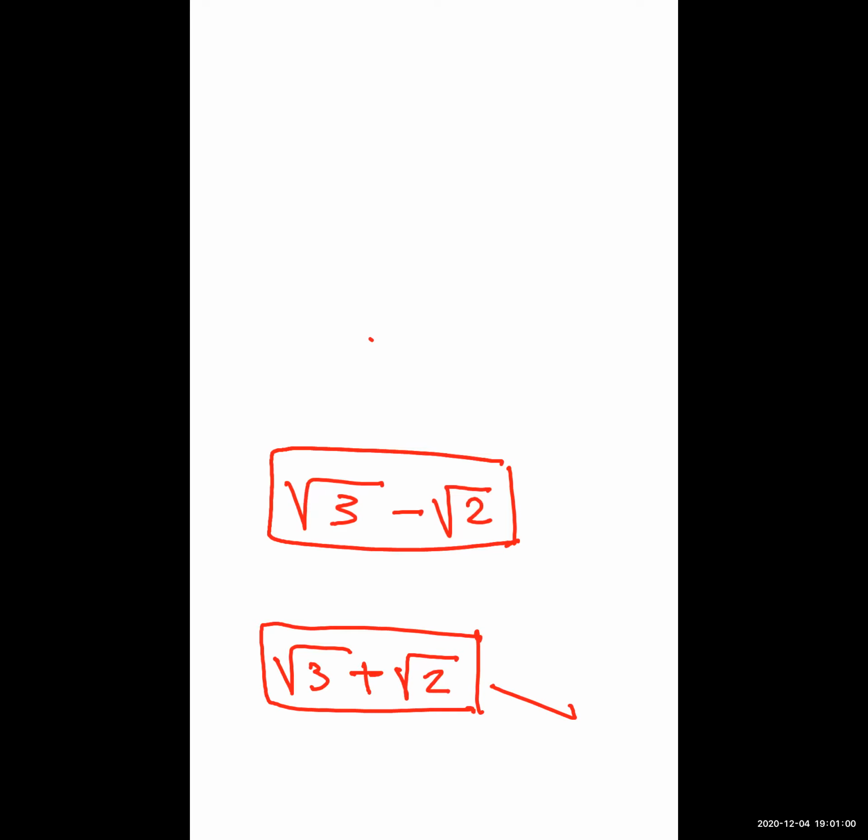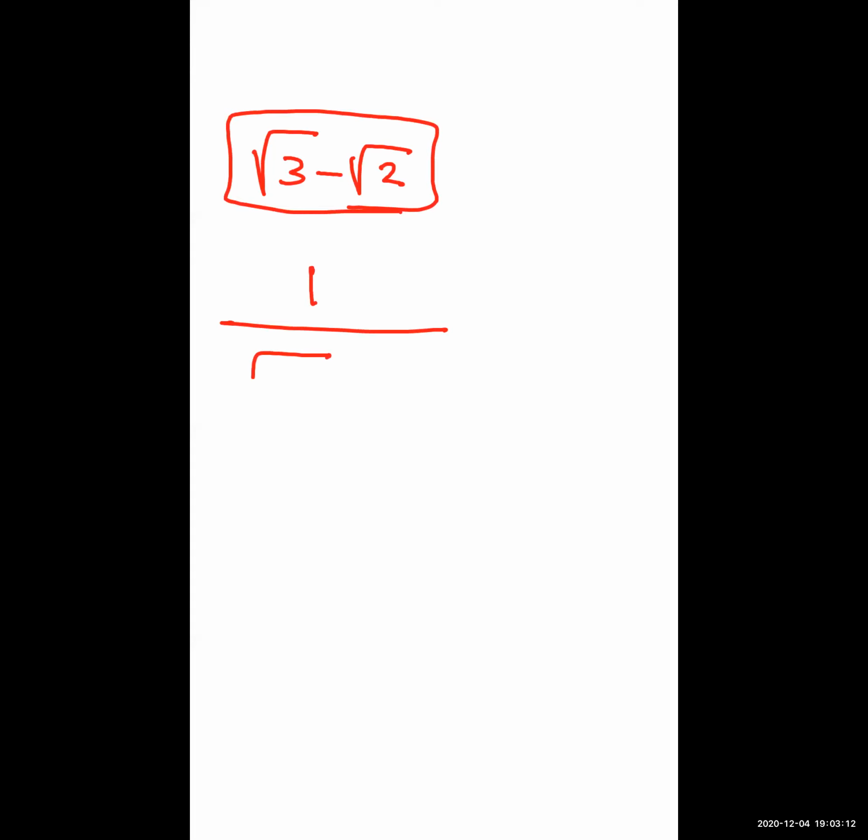How did we get that, guys? How to get the multiplicative inverse of this number, square root of 3 minus square root of 2? The multiplicative inverse equals 1 over square root of 3 minus square root of 2. Then multiply it by the conjugate to convert the denominator into an integer.